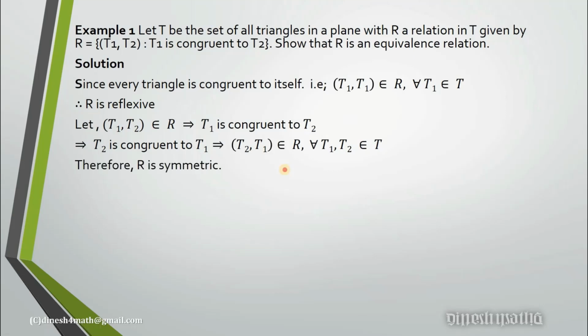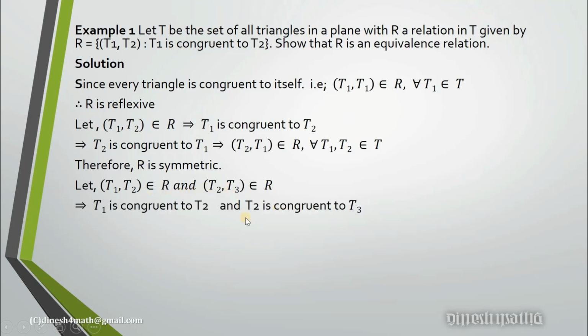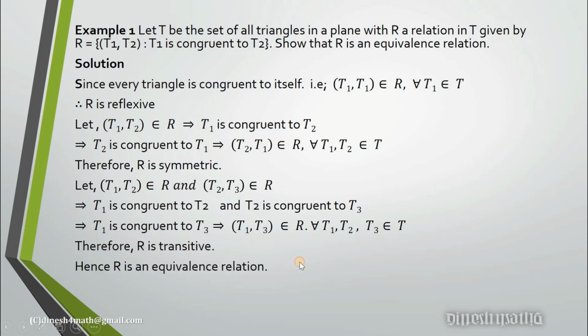So it is symmetric. Now taking two pairs, T1 is related to T2 and T2 is related to T3. So T1 is congruent to T2 and T2 is congruent to T3. So T1 is congruent to T3. So R is transitive. Hence R is an equivalence relation.